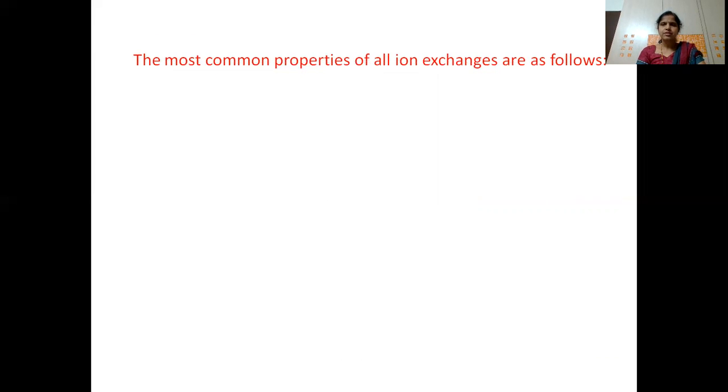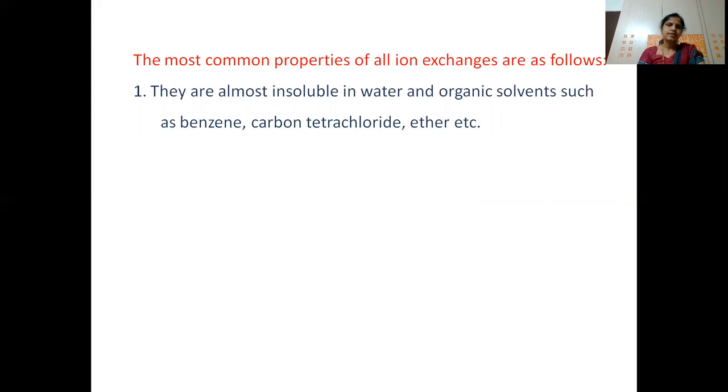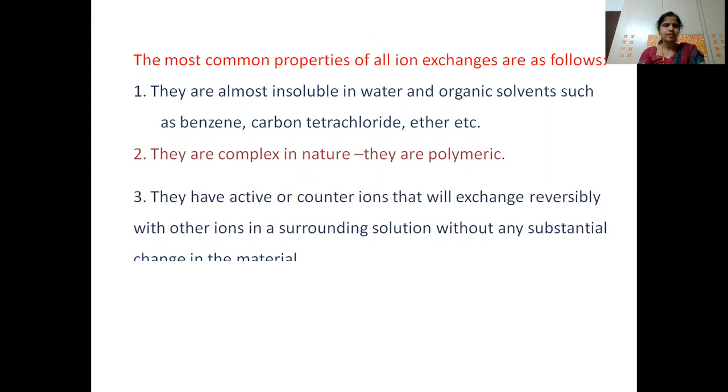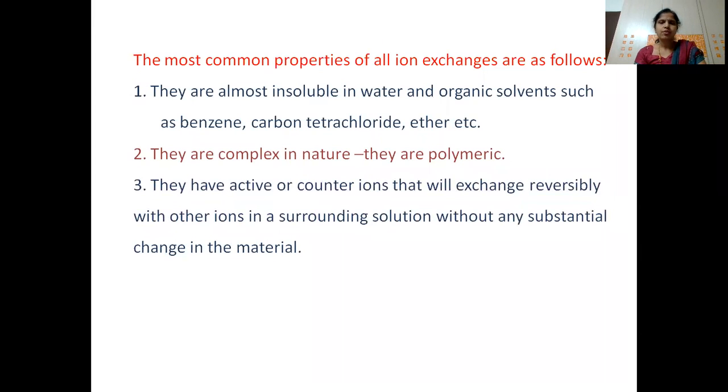Then the common properties all these ion exchangers should follow are that they are almost insoluble in water. They are insoluble in water as well as organic solvents. The organic solvents that we can take here are benzene, carbon tetrachloride, and ether. They are complex in nature, that is, they are polymeric. Just now I have told you that resin is nothing but a polymer, made up of styrene and divinyl benzene. And they have active or counter ions that will exchange reversibly with other ions in a surrounding solution without any substantial change in the material.